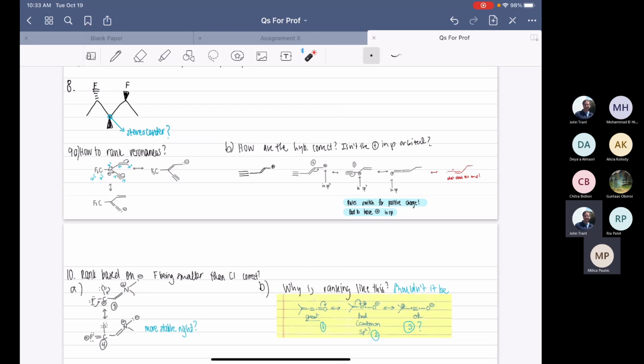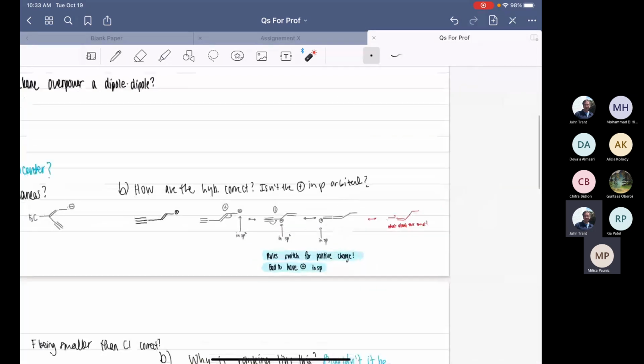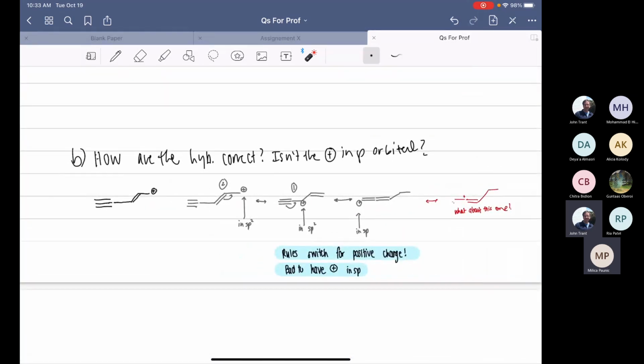Okay. I'm just going to decide which one I'm going to ask you. Okay, I'm going to ask you this one. So this was just ranking some resonance structures.